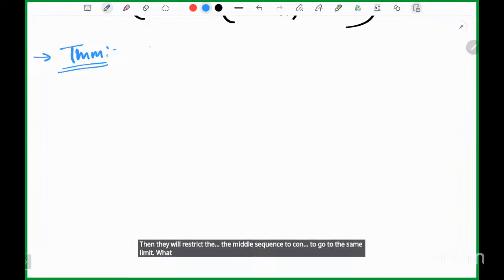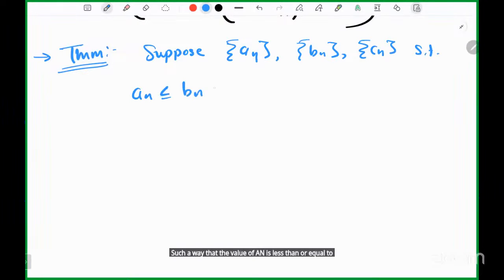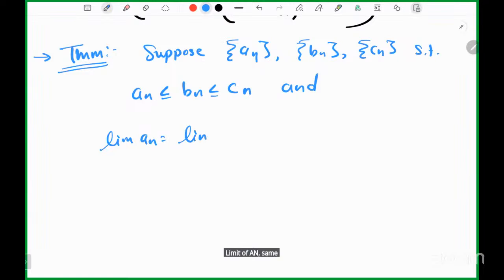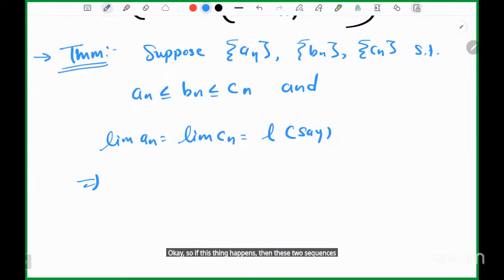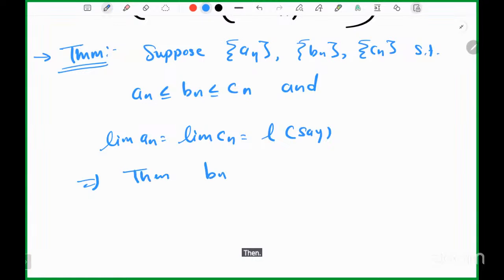What I mean by that, suppose we have three sequences a_n, b_n and c_n, in such a way that a_n is less than or equal to b_n, which is less than or equal to c_n, and these two sequences a_n and c_n are converging to the same limit. That is, the limit of a_n is the same as the limit of c_n, and suppose we call it l. If this happens, then these two sequences force the sequence b_n to converge to the same limit l. Then b_n also converges to l.